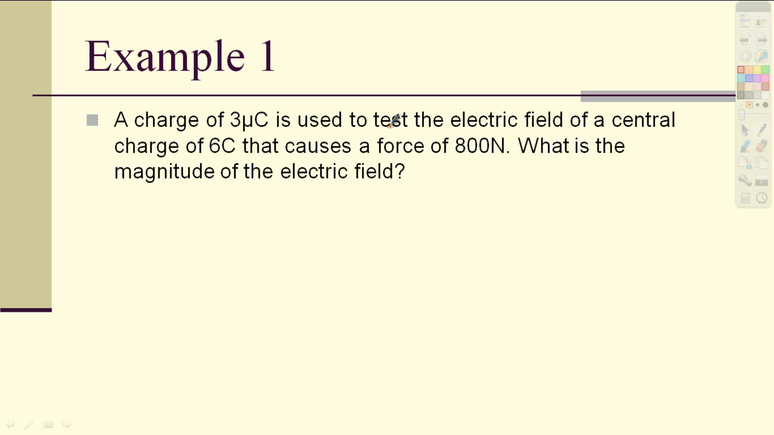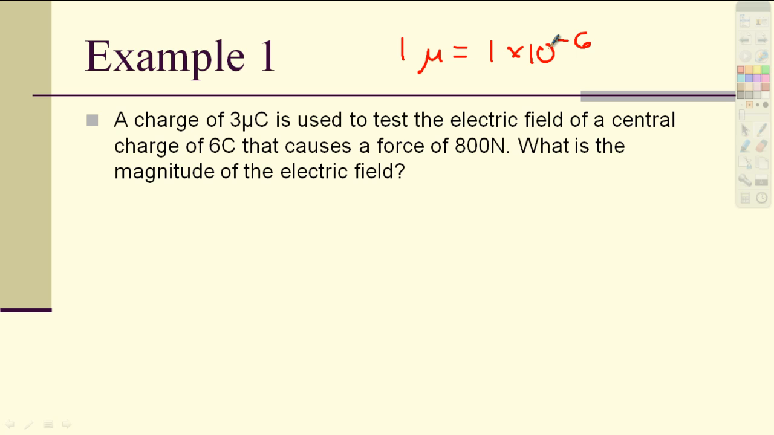So here's the first example. A charge of 3 microcoulombs. If you don't know what a micro is, 1 micro equals 1 times 10 to the minus 6. So if I had 1 micrometer, it'd be 1 times 10 to the minus 6 meters. So a charge of 3 microcoulombs is used to test the electric field of a central charge of 6 coulombs that causes a force of 800 newtons. What is the magnitude of the electric field?